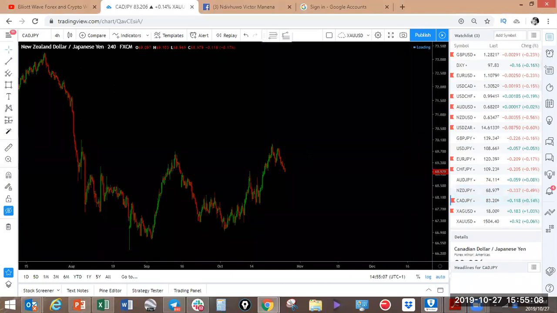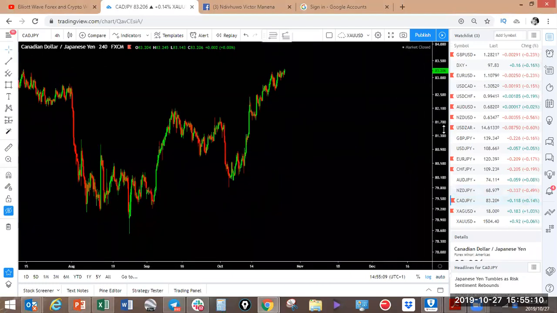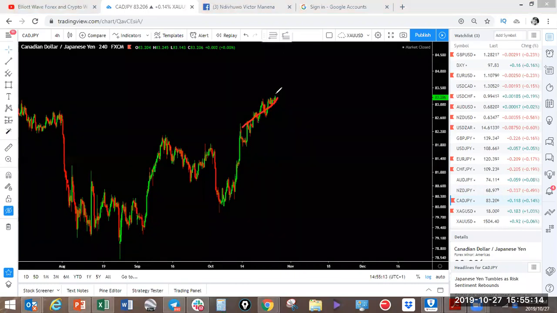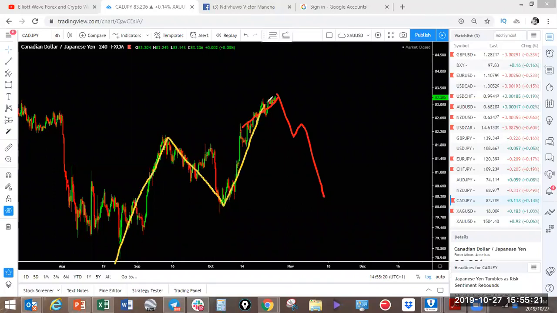CAD. Now CAD keeps pushing higher and higher, and you can see that this is eventually going to come down, even if it's a pullback like that. You've got a 3-wave pullback. As I said, all the yen pairs have made these 3-wave pullbacks. CAD yen may still make one more up, but eventually this will definitely come down.